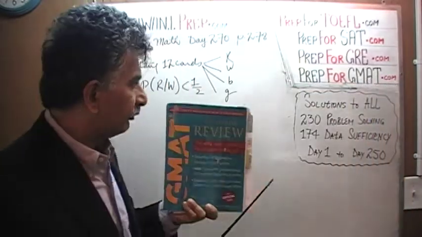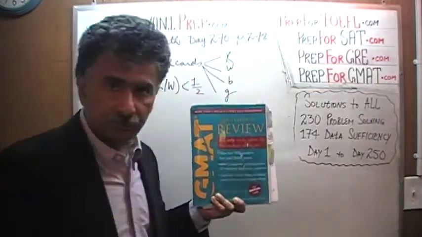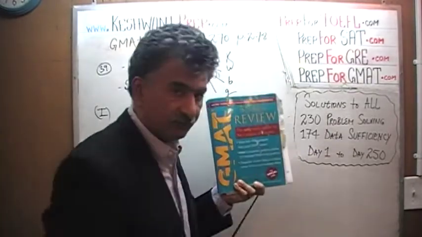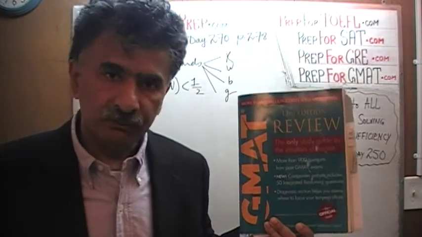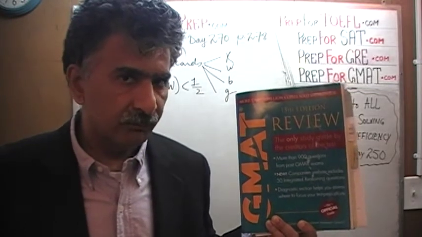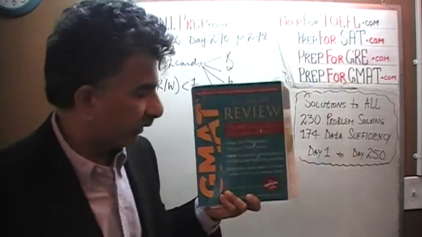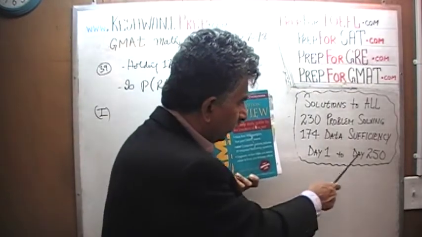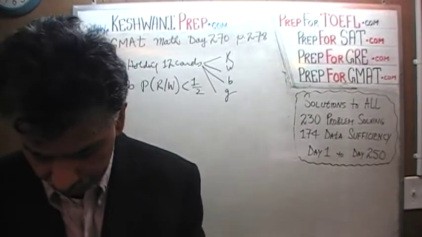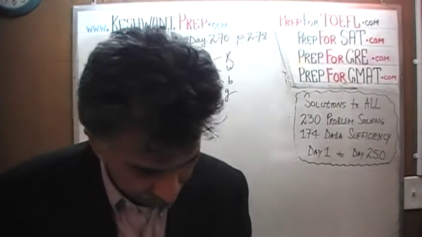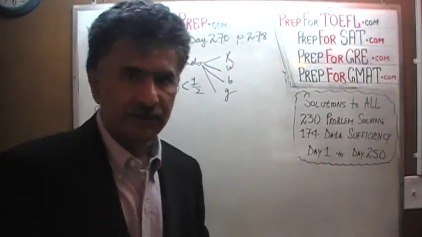This book contains 230 problem solving questions. It has 174 data sufficiency questions. We have solved every single one of these problems. If you're interested in watching the original solutions to the problems, you will find them from day number 1 through 250. Right now we are in the middle of resolving the problems. We are on page number 278. Please turn to it.